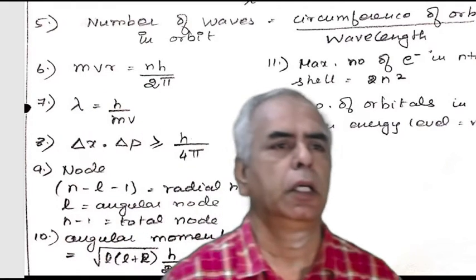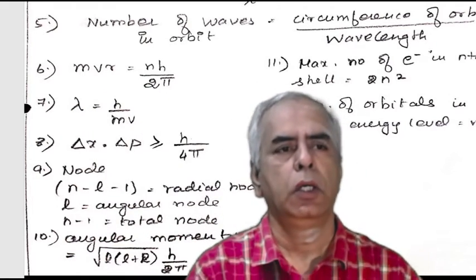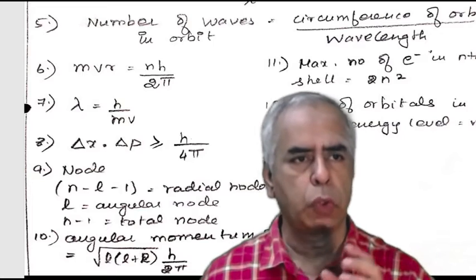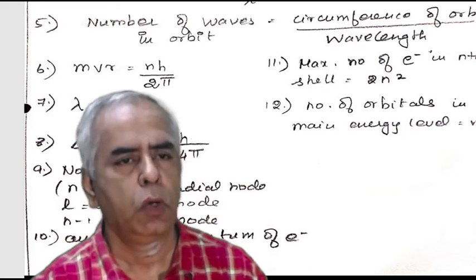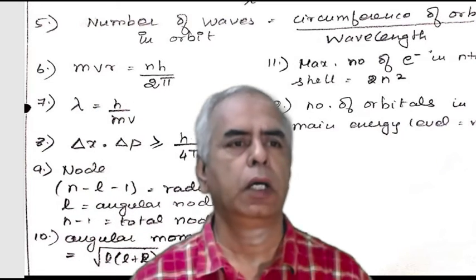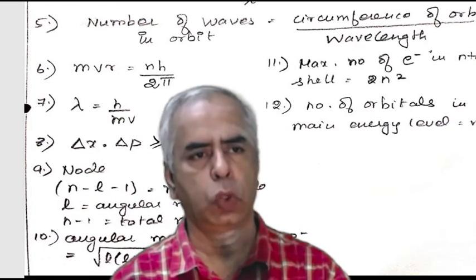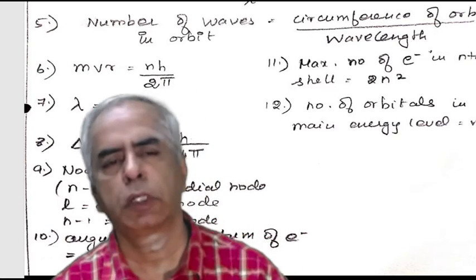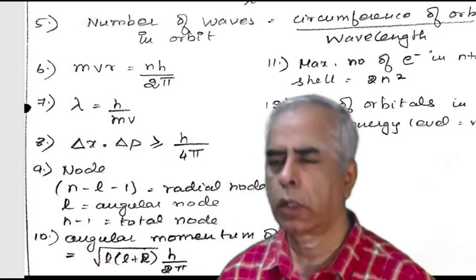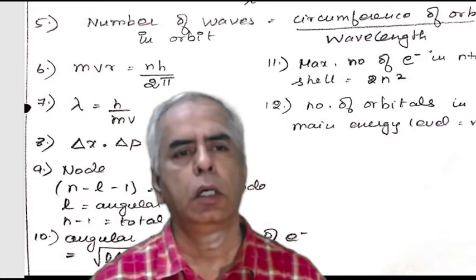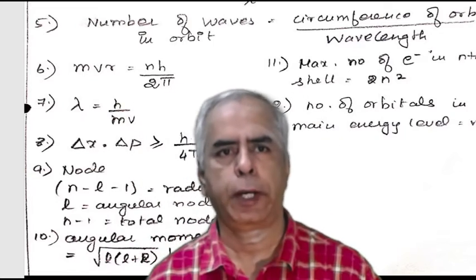Okay, and you should be able to understand the node aspects. So here the radial node is given by n minus l minus 1, where l is the angular node and n minus 1 is the total node. And you should know something about the angular momentum of electron, that is given by the square root of l into l plus 1, into h by 2 pi.